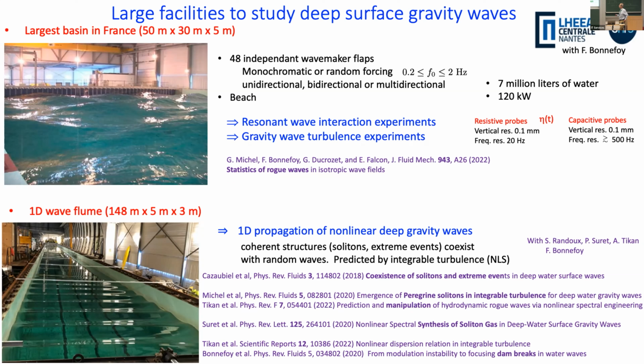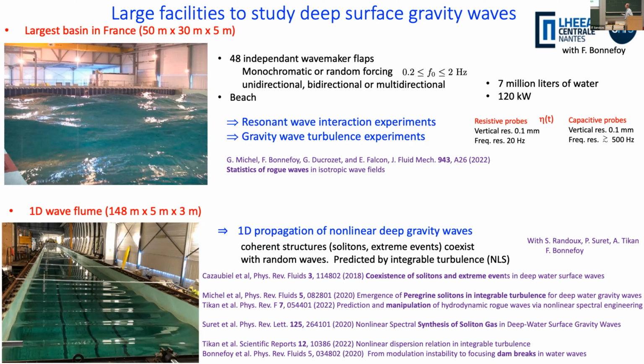As Stéphane Randoux told us this morning, we also use a 1D wave flume, 150 meters long, to study 1D propagation of deep gravity waves. So we can see coherent structures coexisting with random waves. We also see the emergence of Peregrine solitons within these random waves. And as Pierre also said, we can control their occurrence in space and time within the flume by IST.